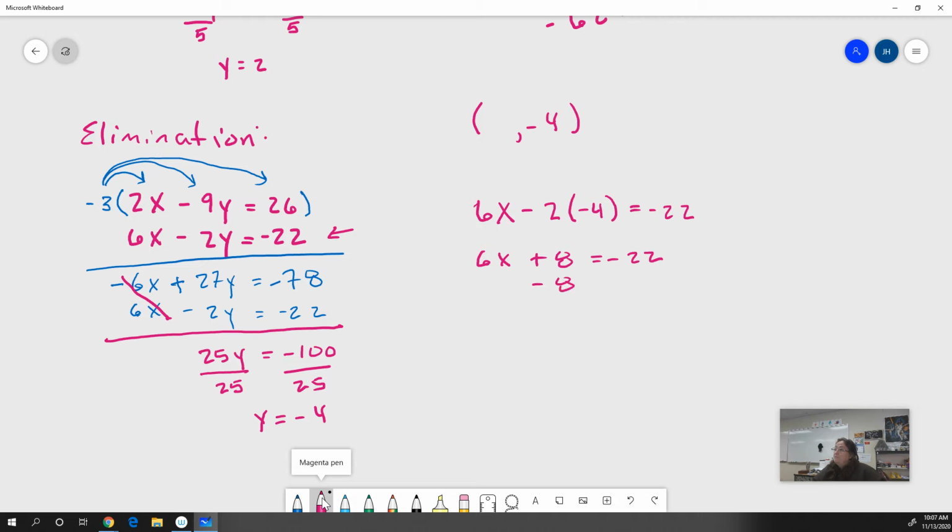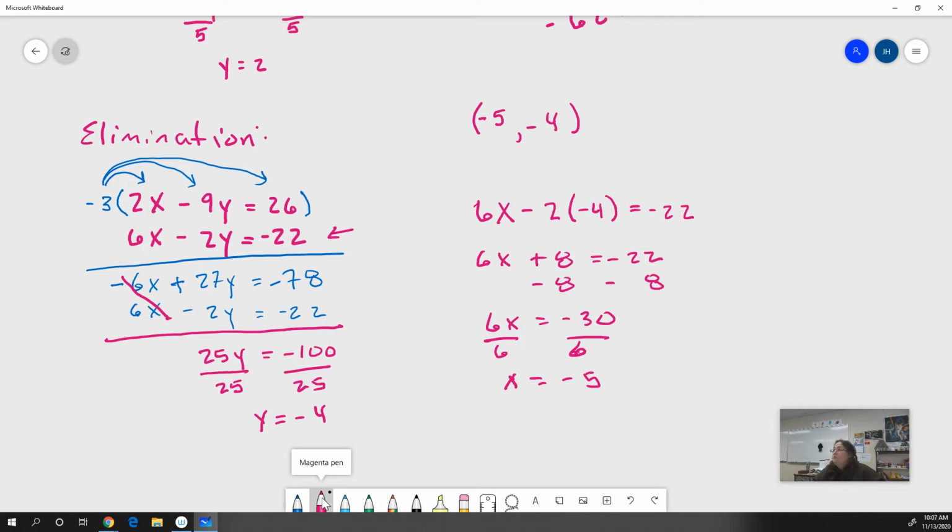I'm going to subtract 8. I'm going to start undoing what's being done to that x. And I get 6x equals -30. I still have 6 being multiplied times x, so I'm going to divide by 6 and divide by 6. I get x equals -5.